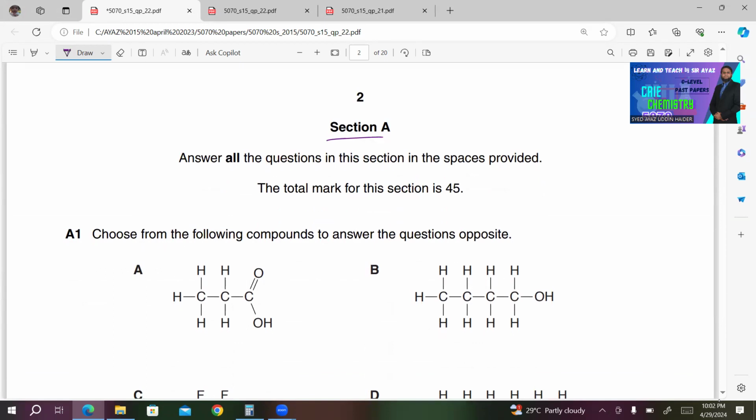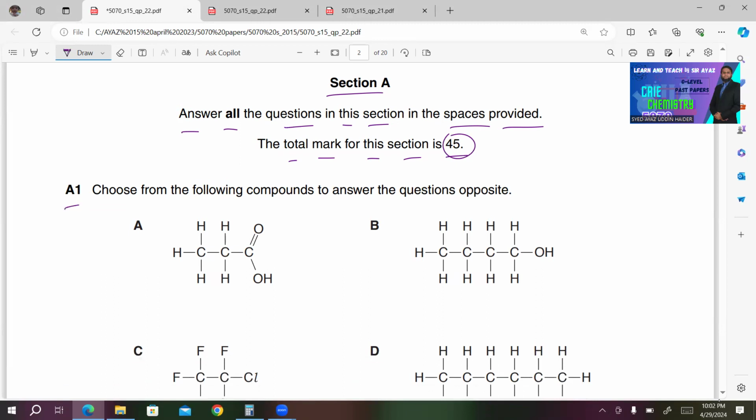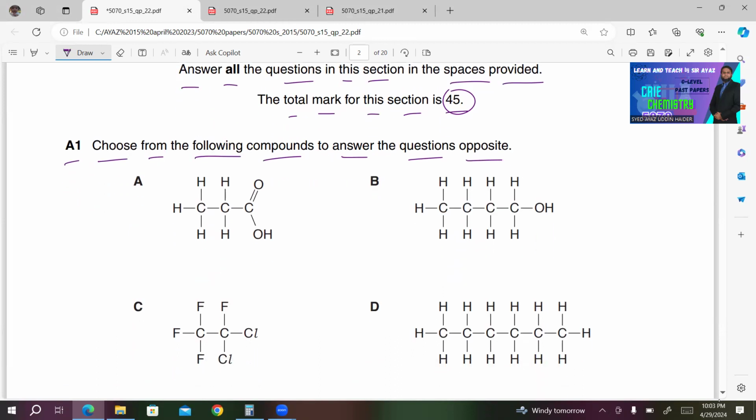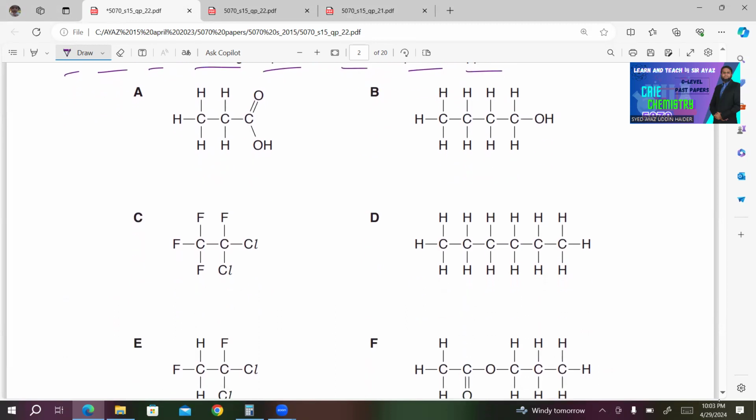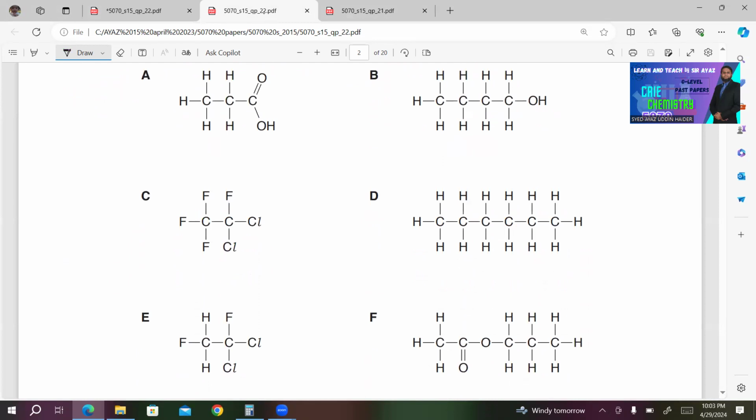Here's Section A. Answer all the questions in this section in the spaces provided. The total mark for this section is 45. I have already mentioned that. A1. Choose from the following compounds to answer the questions opposite. So we have these compounds A, B, C, D, E, F. For convenience, I'm going to write their names.